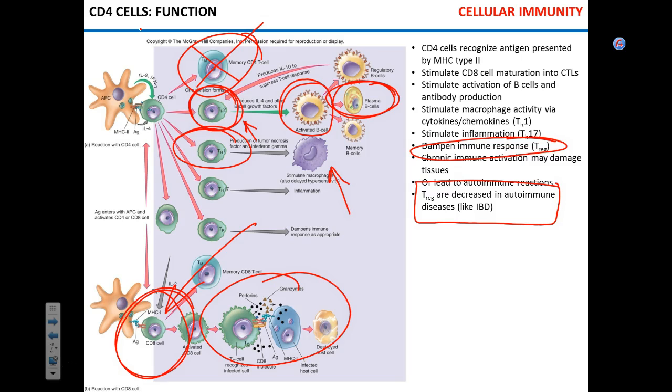And it was shown that the function of these T regulatory cells is reduced in autoimmune diseases. For instance, T regulatory cells are functionally defective in IBD, inflammatory bowel disease. Now, the analogy that I use for explaining what the CD4 T helper cell does is the football coach.